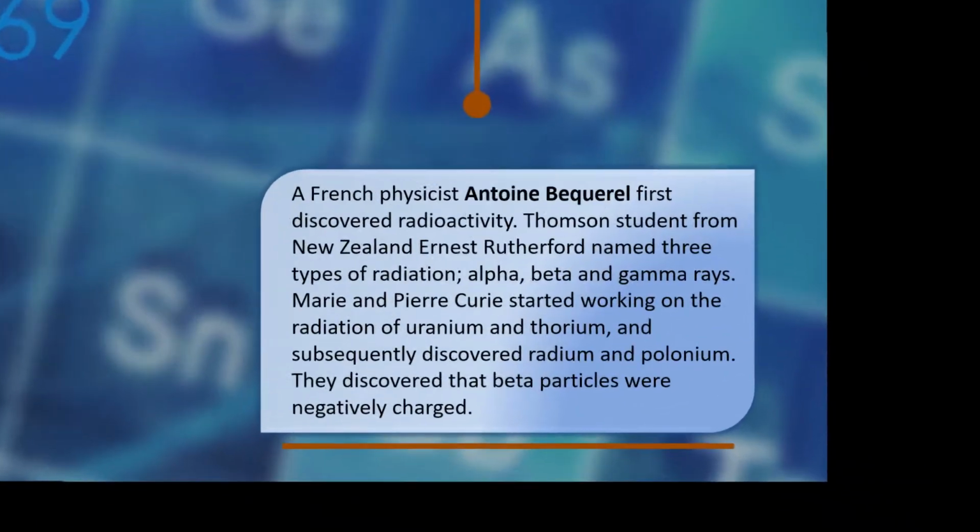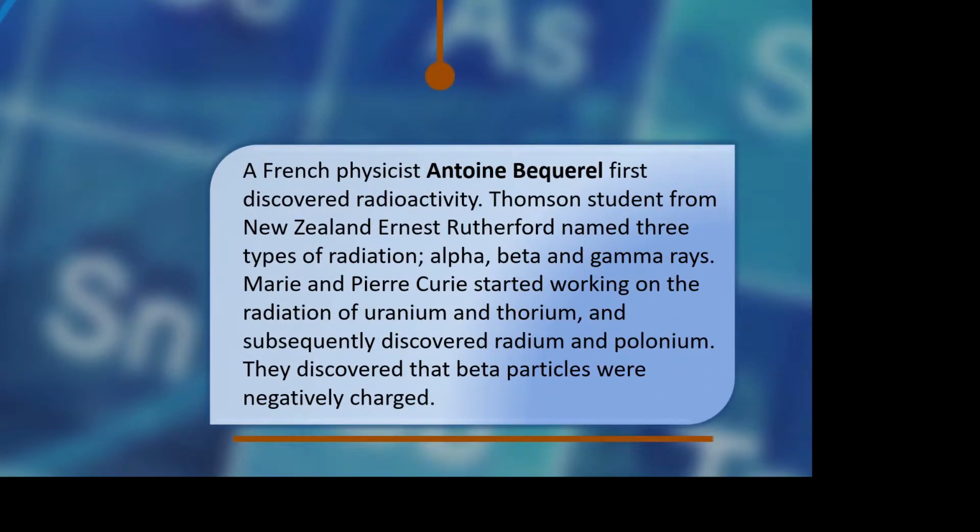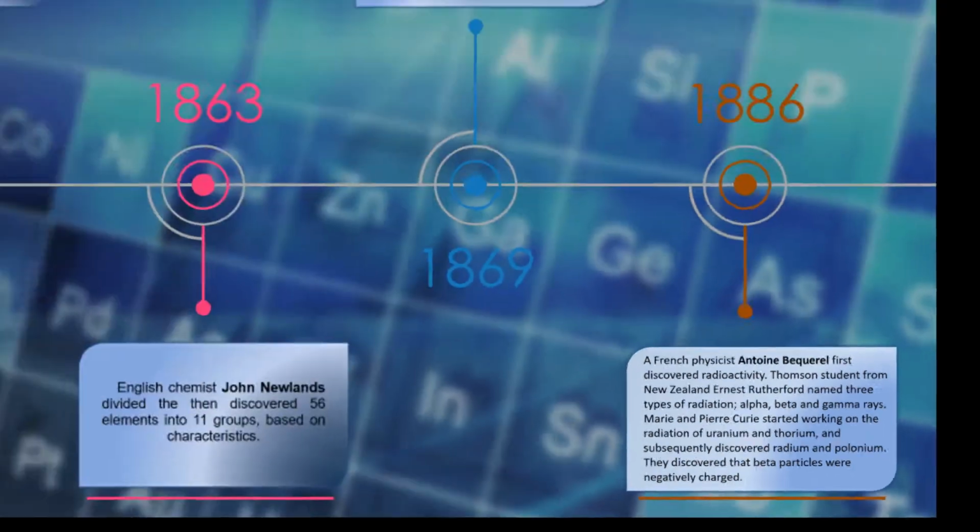The next trend in the history of the periodic table of elements happened in the year 1886. A French physicist, Antoine Becquerel, first discovered radioactivity. Thomson's student from New Zealand, Ernest Rutherford, named 3 types of radiation, specifically alpha, beta, and gamma rays. Marie and Pierre Curie started working on the radiation of uranium and thorium and subsequently discovered radium and polonium. Then, they discovered that beta particles were negatively charged.